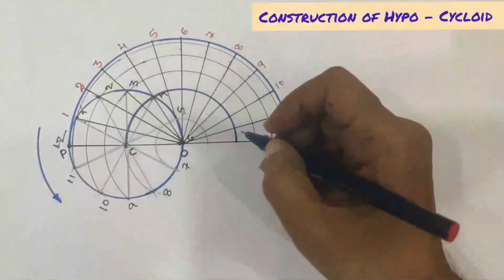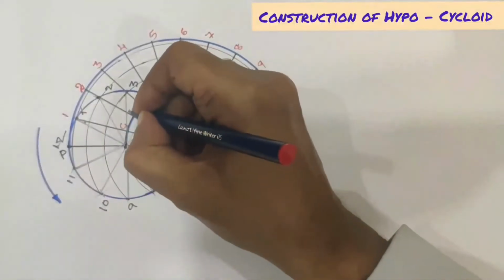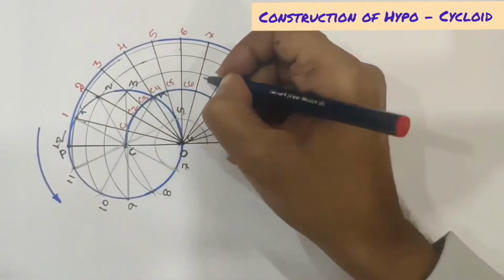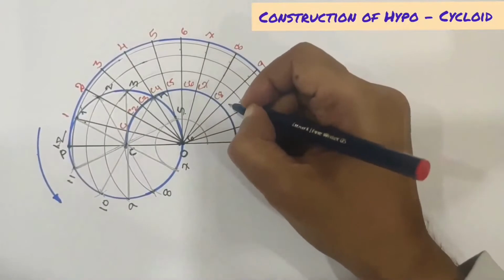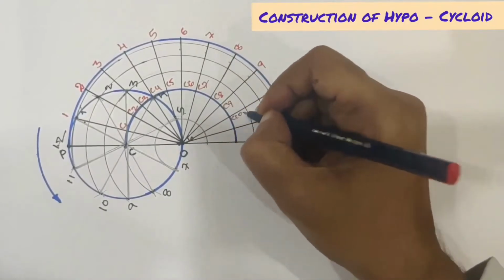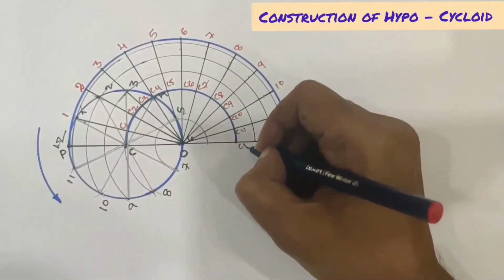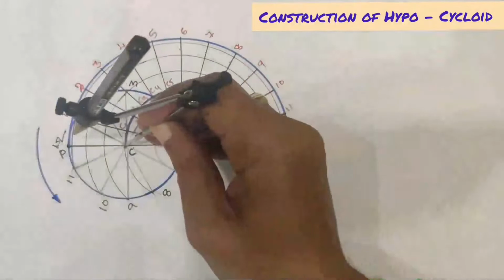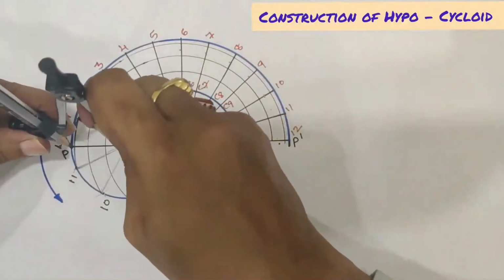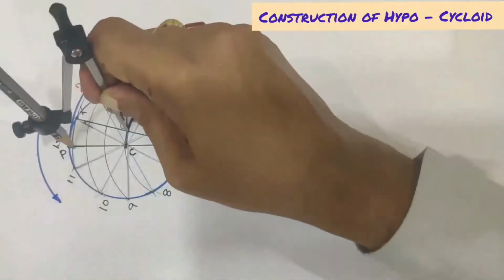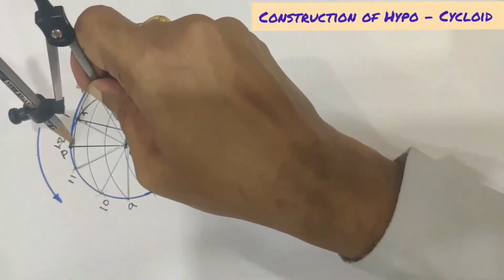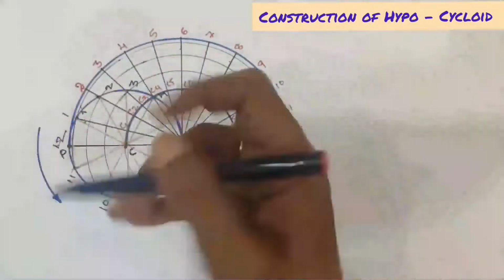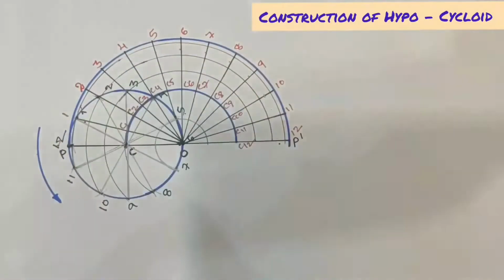On this also we'll give numbering, say C1, C2, C3, C4, C5, C6, C7, C8, C9, C10, C11, C12. After that, with rolling circle radius, that is CP as radius, C1 as center, draw an arc on the first division arc passing through the rolling circle. So here we are getting the point, say P1.